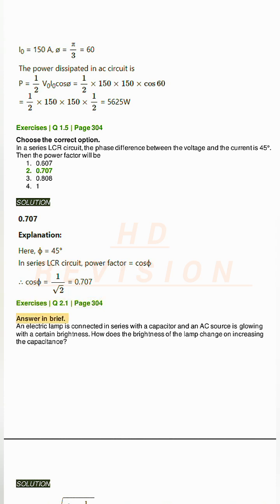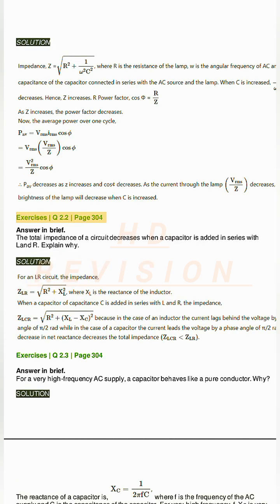Solution. Exercises Q2.1, page 304. Answer in brief. An electric lamp is connected in series with a capacitor and an AC source, and is glowing with a certain brightness. How does the brightness of the lamp change on increasing the capacitance? Solution. Exercises Q2.2, page 304. Answer in brief. The total impedance of a circuit decreases when a capacitor is added in series with an LR circuit. Explain why.